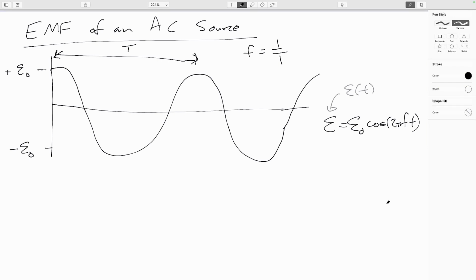Now, as far as typical values for these frequencies, if it's for power transmission, pretty much there are only 2 values that it could be.